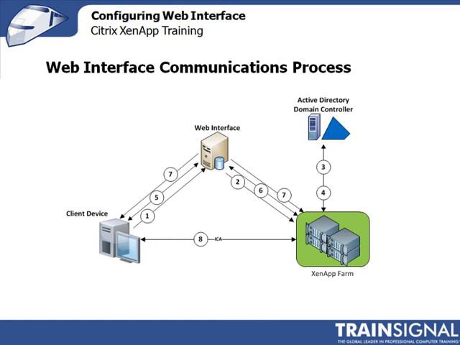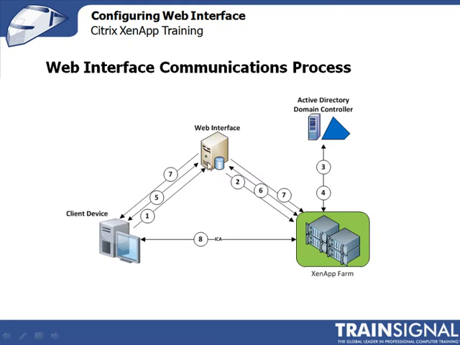All right, so the Web Interface communications process. Web Interface is a web portal that users can visit, authenticate with Active Directory credentials, and get access to a list of applications they have access to and connect. Now, how does this process flow? So it starts at the client device. The user that's operating this is going to open a browser and point to the Web Interface. That's step number one. Once he points to the Web Interface, it's going to prompt them to log in. The user is going to have to provide Active Directory credentials.